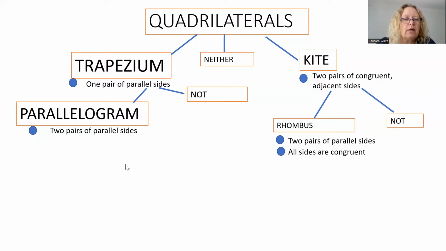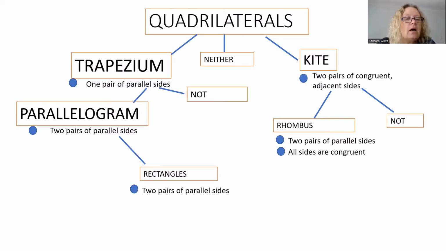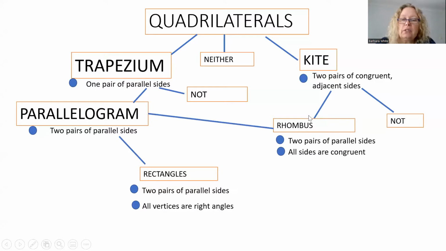All right, parallelograms can be sorted into ones that are rectangles, which have the 2 pairs of parallel sides, but also have all their vertices right angles. They can be sorted into rhombuses, which have the 2 pairs of parallel sides and have all the sides congruent, and into neither. So we'll go back and we'll sort our parallelograms.